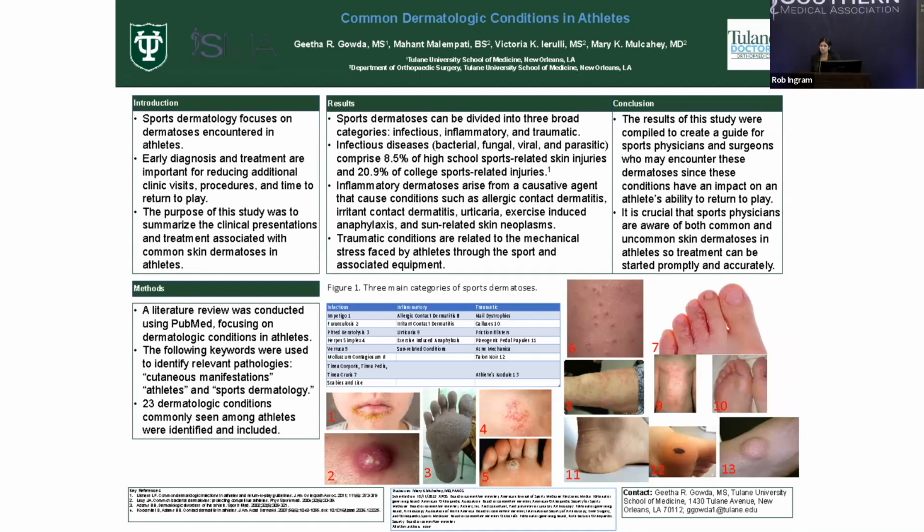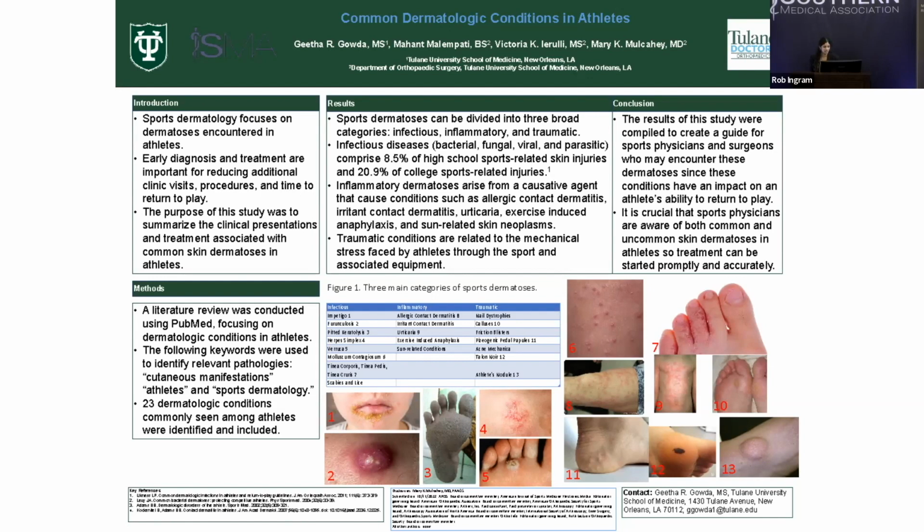And the purpose behind all of this was to create a guide for sports medicine physicians to have all of these conditions that regularly pop up in athletes in one place, with treatment, presentation, all of those things, because a lot of these conditions can be really easily and quickly prevented and treated if recognized early. So that was the purpose behind creating this systematic review that we've been working on at Tulane.